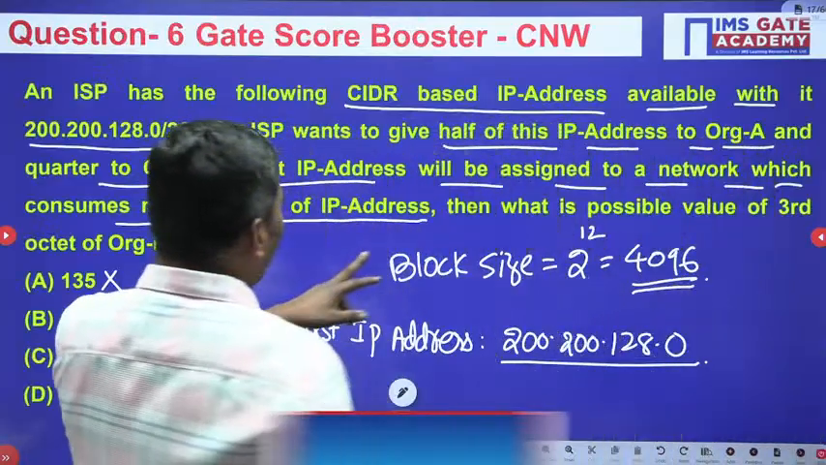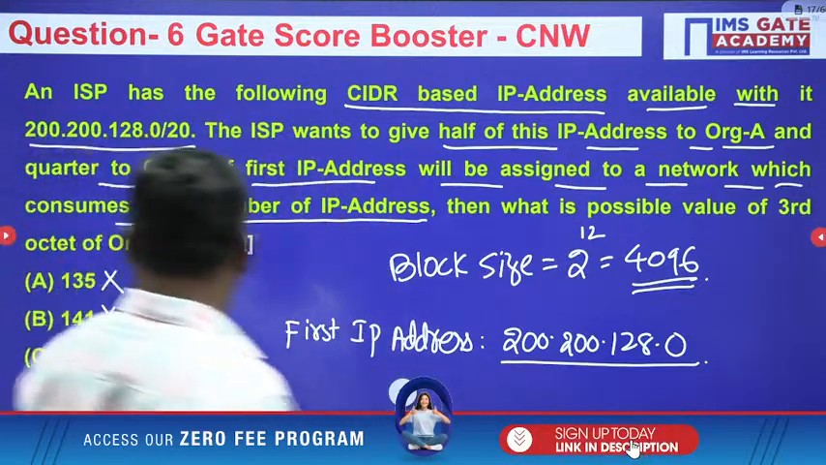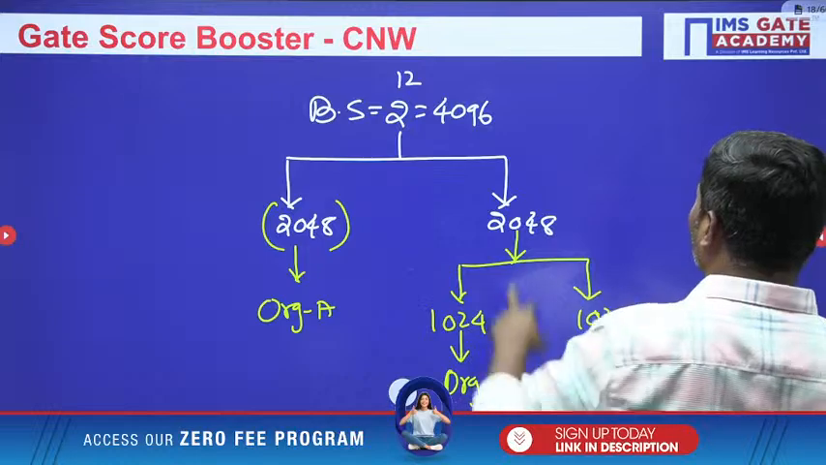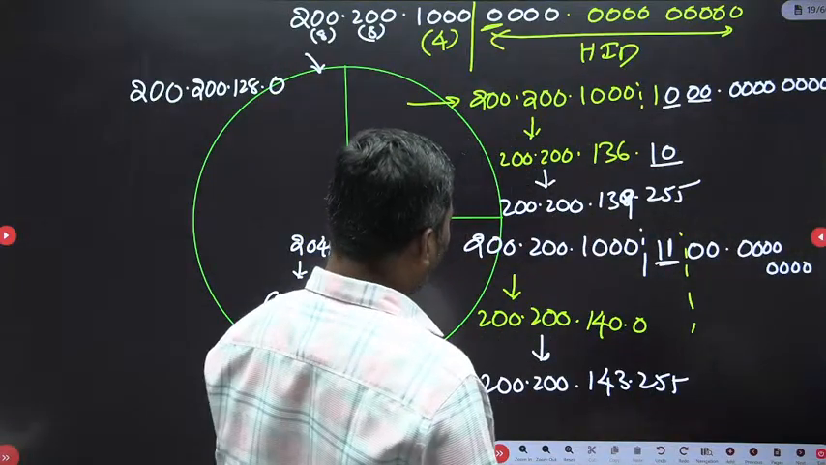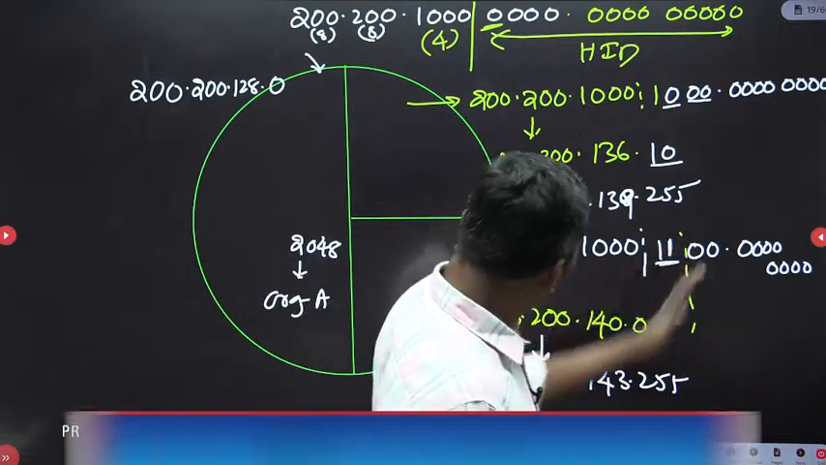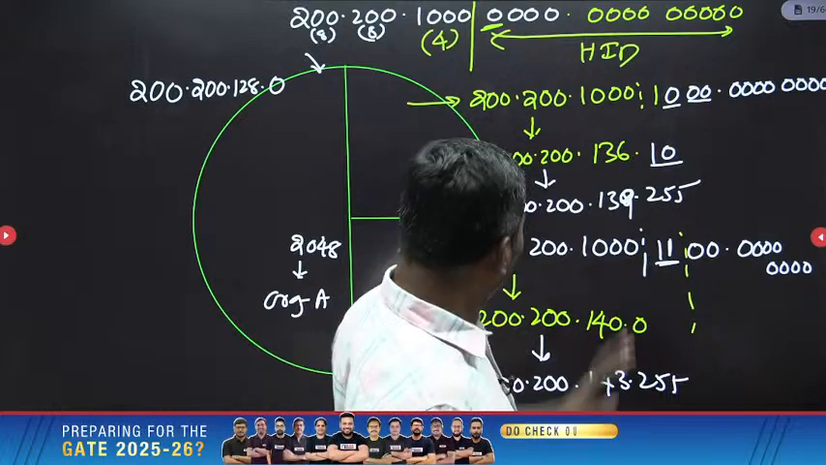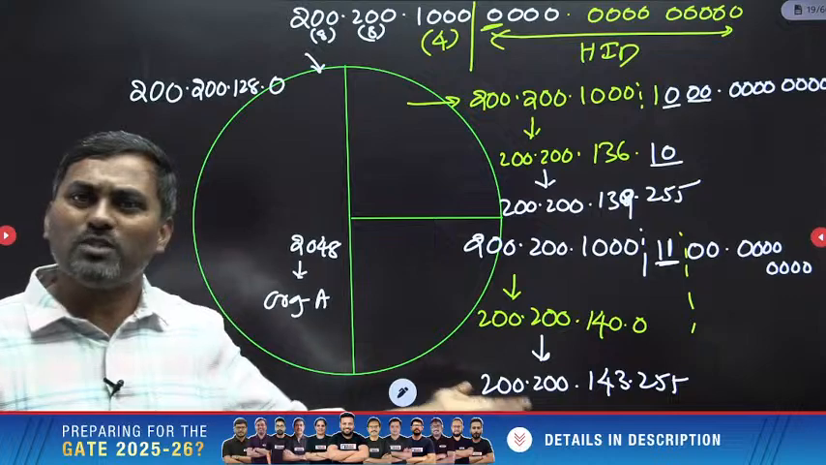So now simply, what are the possible values of the third octet of organization B? When organization B is in this form, 136 to 139 only is possible. This is reserved, the bit can be 11, it is reserved. This value itself is 140, so 143 can go, 143 possible, right? Yes, possible.